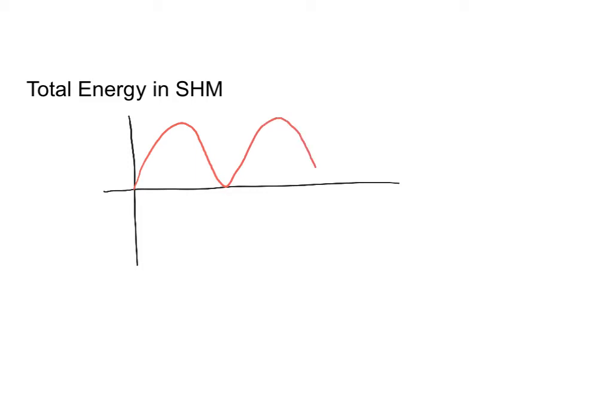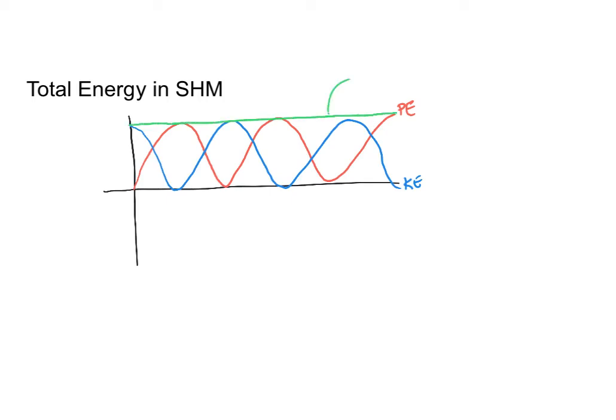So what I'd like for us to think about now is the total energy in simple harmonic motion. So I have my potential energy that starts at a minimum, increases to a maximum, decreases to a minimum, and continues like so. And I have my kinetic energy that does the exact opposite. So what this means, and let me go ahead, I'll label my lines as potential energy and kinetic energy. So what this means is that my total energy is going to be constant.